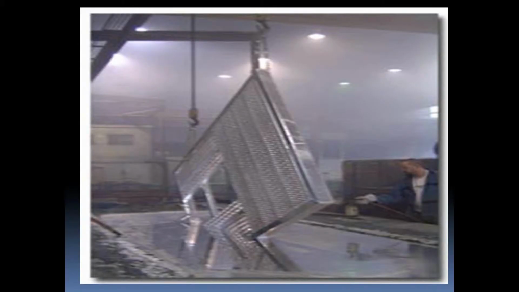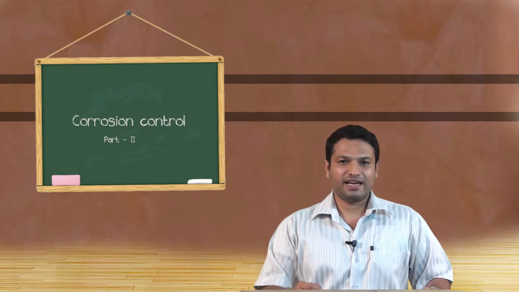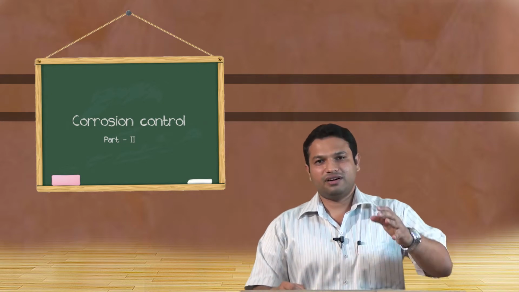This is one example where I can show you a large utensil that has been used here. It has been coated with zinc, so that's why you get the silvery color appearance when you take it out of the tank.